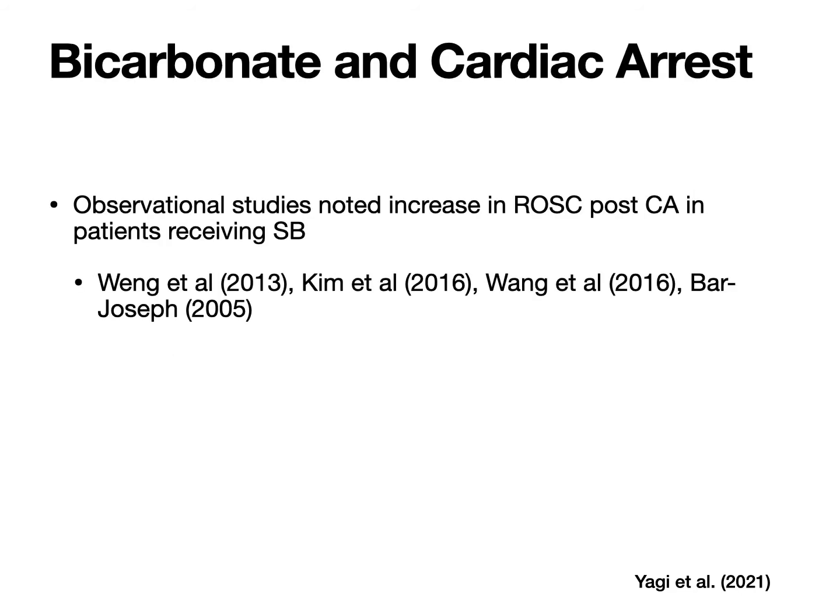Now, in terms of bicarbonate and cardiac arrest, observational studies noted that there was an increase in return of spontaneous circulation post cardiac arrest in patients receiving sodium bicarbonate. Listed below are the studies that said so.